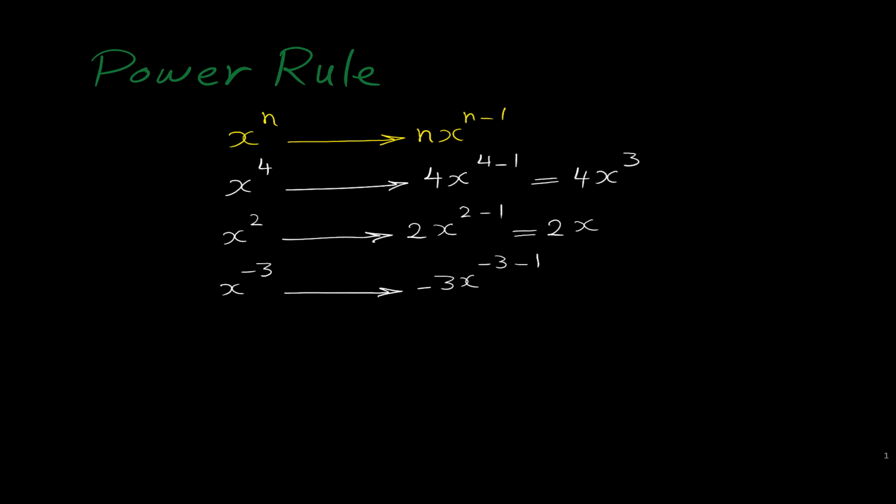Minus 3 minus 1 is minus 4. And so, the derivative of x to the negative 3 is negative 3 x to the negative 4.